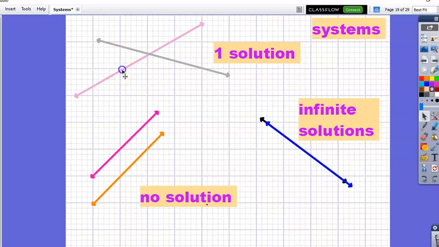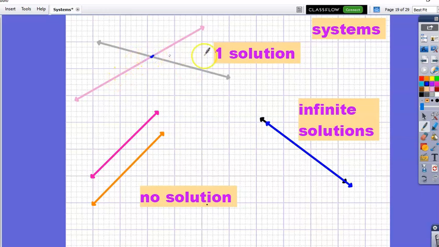So look at these two lines. Let's say you graphed two lines and you found that they have an intersection. Well, lines can cross at one spot. That would mean one solution. So anytime you see two lines that are intersecting, if they ask what's that solution, you've got to go find that ordered pair.